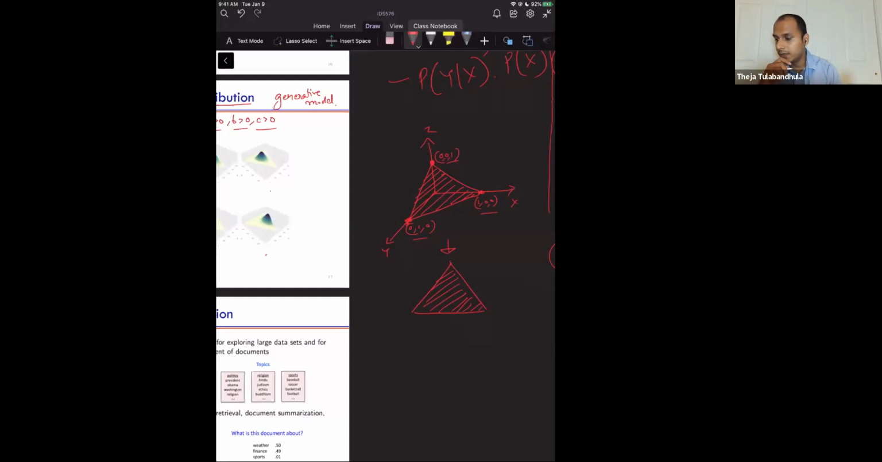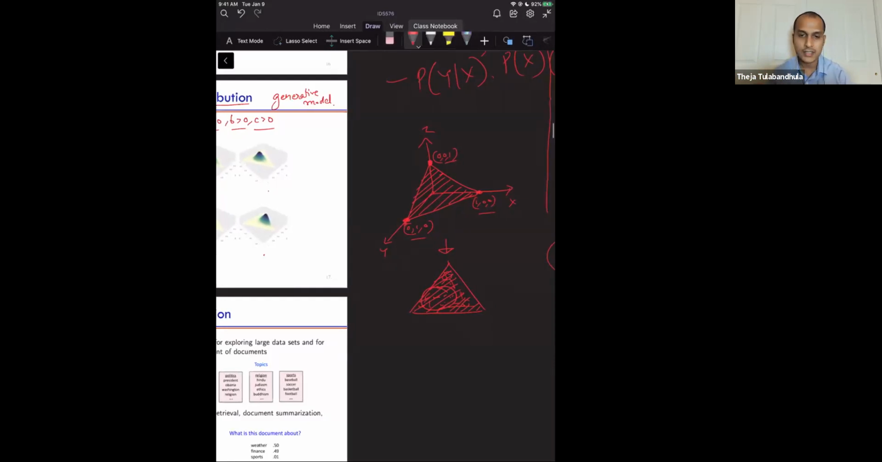By the way, a plane in 3 dimensions is essentially a 2-dimensional object. So if I make it a 2-dimensional object, there's a bunch of points on this. So the Dirichlet distribution is actually a distribution over these points. Some points are more likely than some other points. That's captured by the distribution.